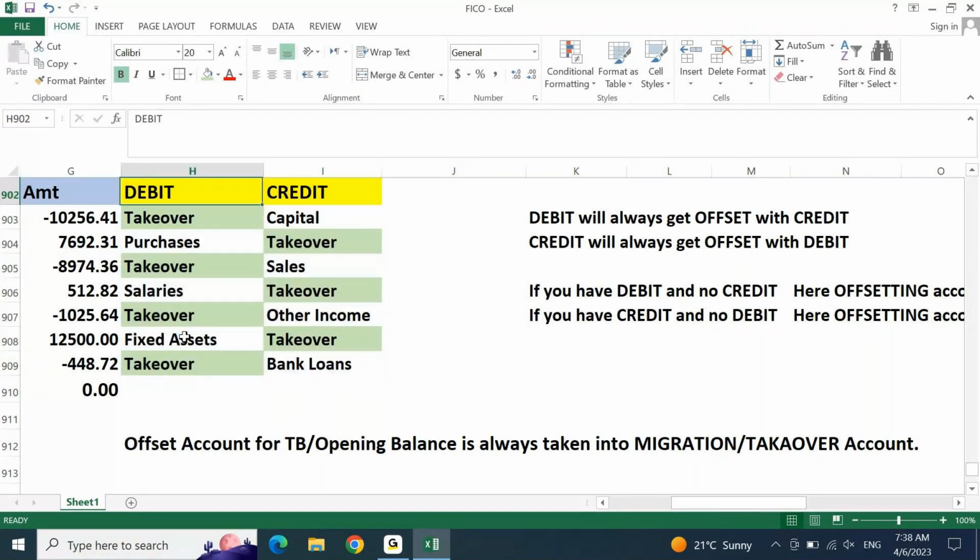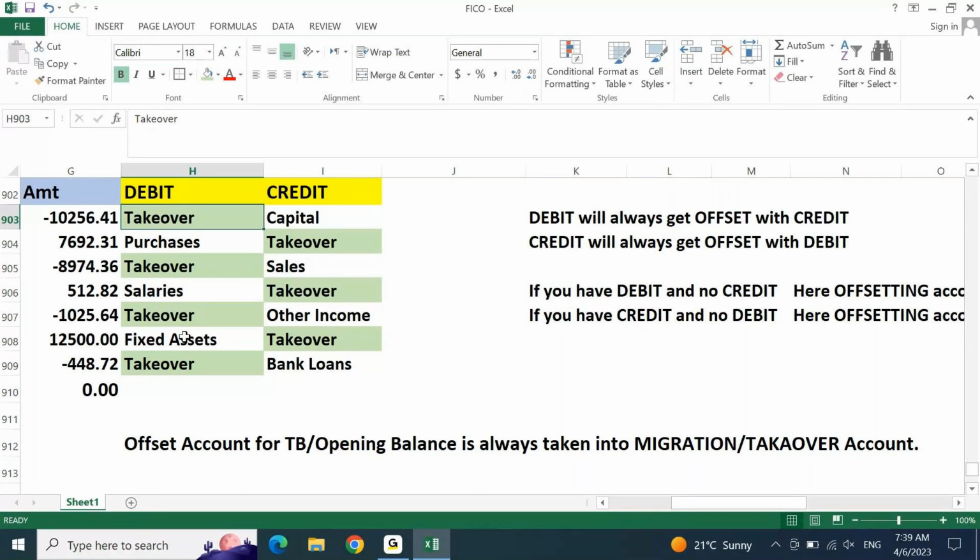Now this is mandatory in every organization. If you are implementing SAP, if you are bringing data from non-SAP or SAP to another SAP system, your data migration activity is a must. For data migration, you will receive the trial balance. Trial balance will give you only one side of the accounting entry, either debit or credit. The missing side, the offsetting account, to load your data into SAP, you will be using takeover account or migration account. These are technical accounts which will ensure that the balance is always zero.